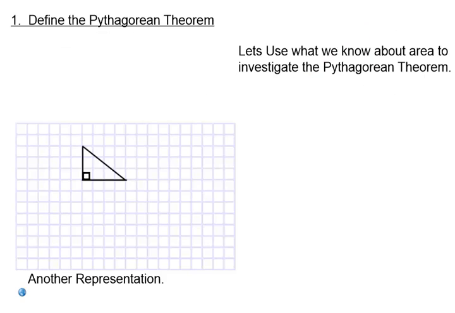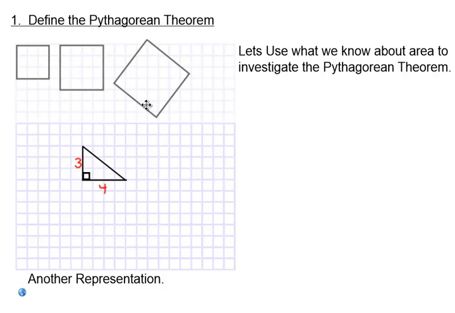Let's define the Pythagorean theorem. There are many ways that we can prove it and show you the relationship, but I'm going to use what we know about area to investigate it. The Pythagorean theorem only deals with right triangles. First, I have this right triangle. The length of one leg is 3, because I can see 1, 2, 3, and the length of my other leg is 4. We're going to use a concrete example first, and then we'll move on from there.